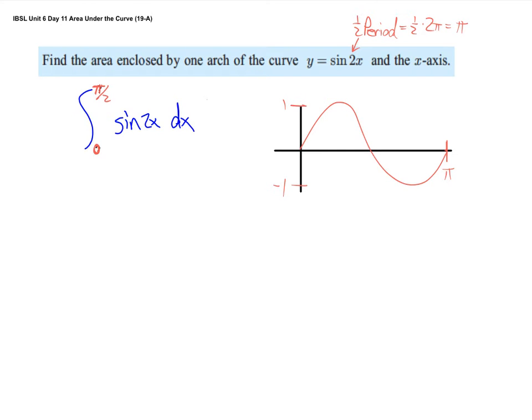Why would it be? Oh, because you're finding half. They want one arch. Okay, yeah. Not one period, because hey, what would the integral of one full period be? 0, because there's an equal amount above as there is below. That would be net area.